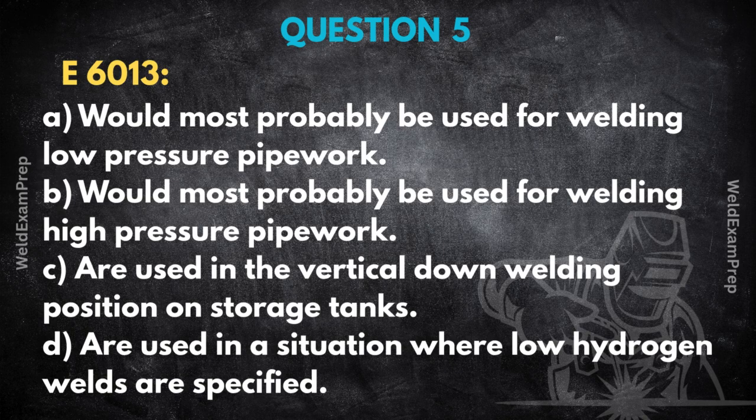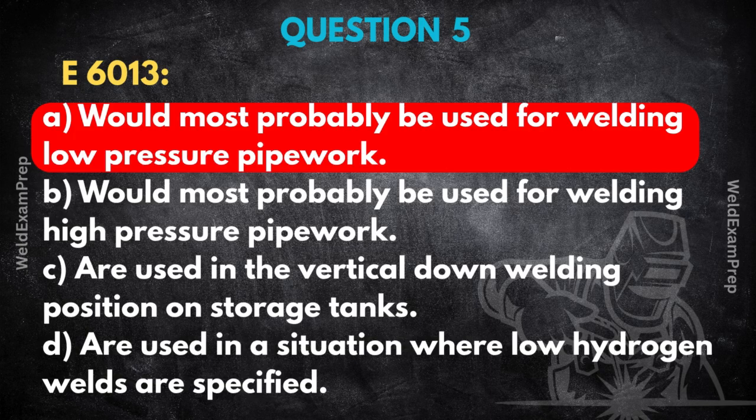The E6013 electrode, a real workhorse. You see it everywhere. What's its main gig? Where does it shine? Ah, the 6013, classic rutile electrode. The best fit here is option A, welding low-pressure pipework. Why? Well, E6013s are known for being really user-friendly. They have a soft, smooth arc, not much spatter, and the slag practically peels itself off. They produce a nice-looking weld bead, too.